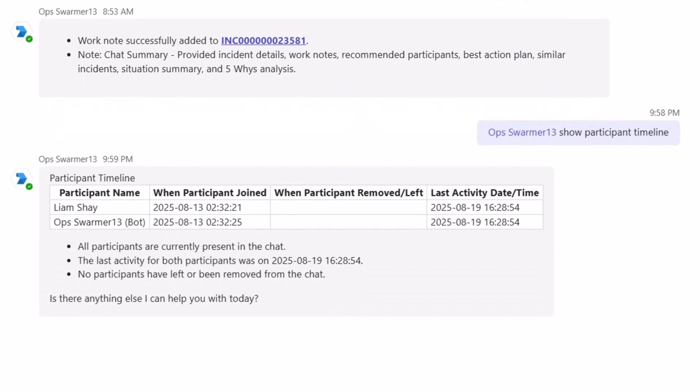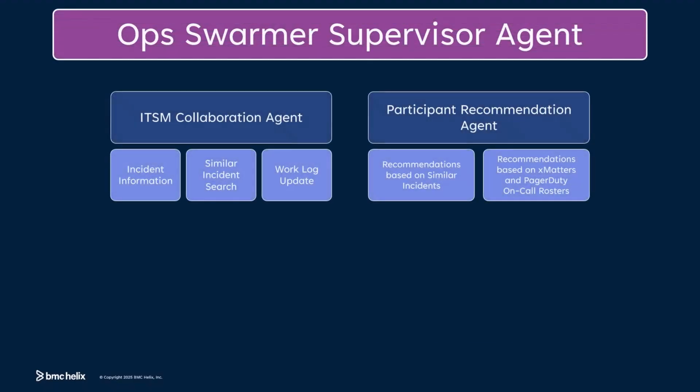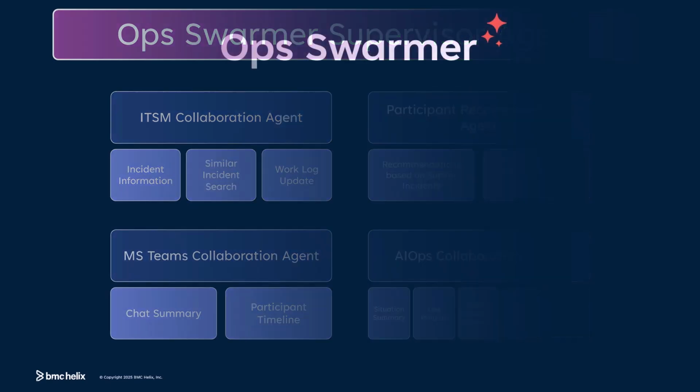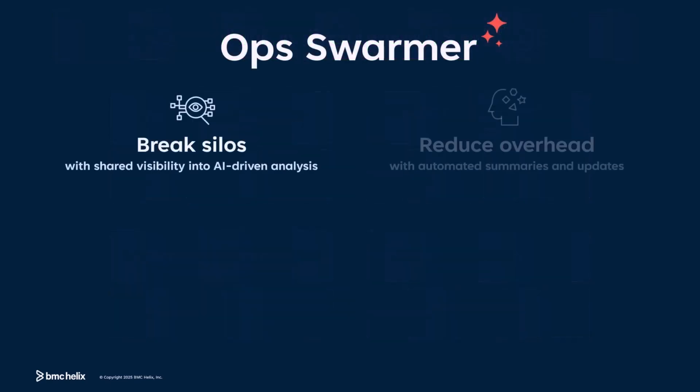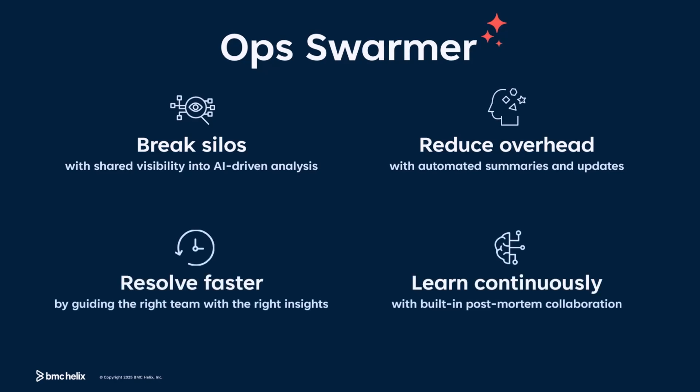To summarize, the OpsSwarmer AI agent can help bridge the gap between service management and operations management. Break silos, reduce noise, and empower your teams to swarm, solve, and restore, making a real difference.